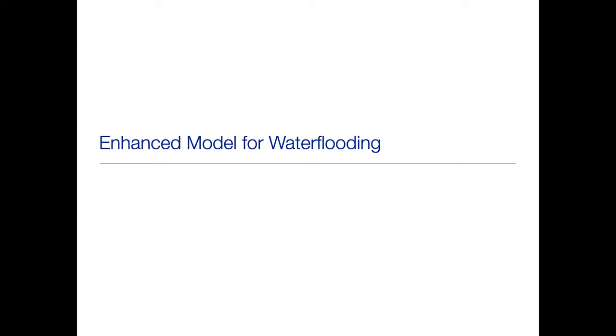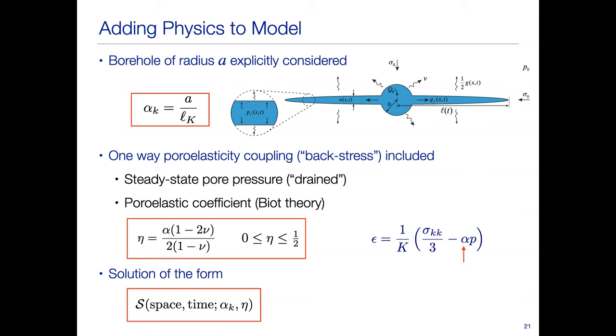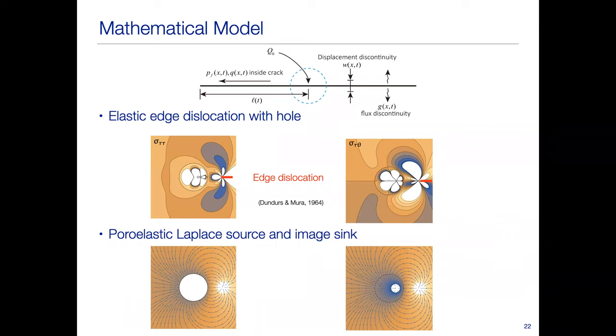Okay, so that's the simple, bare-bones model. We can enhance this, and we enhance it in two ways. First of all, introducing explicitly the wellbore, and then taking into account the back stress via this coefficient eta. So the solution now is of the form that depends on space and time, as before, but you have two additional parameters, this alpha k, borehole, and the eta, the poroelastic coefficient. And we follow exactly the same type of approach. It's slightly more complicated because we need to take into account the borehole.